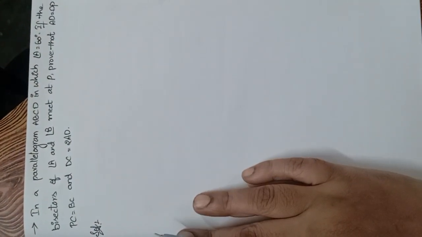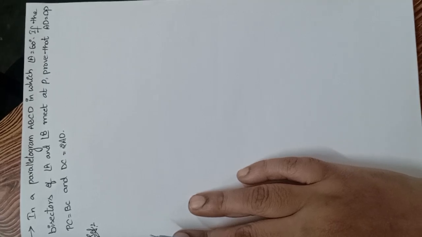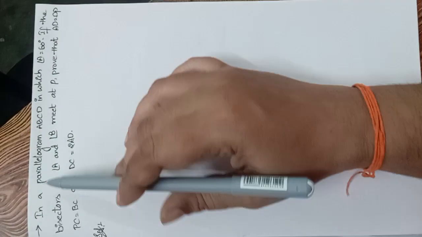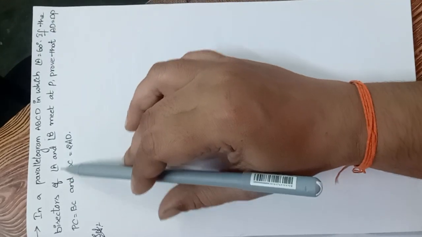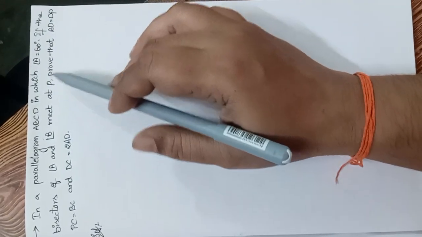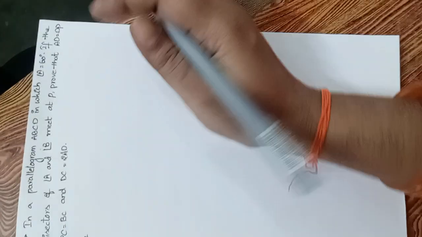Hi, hello to everyone. In this video, I'm going to solve a problem from quadrilaterals of 9th class. The question is, in a parallelogram ABCD in which angle A equal to 60, if the bisectors of angle A and angle B meet at P. Let us draw the figure first.